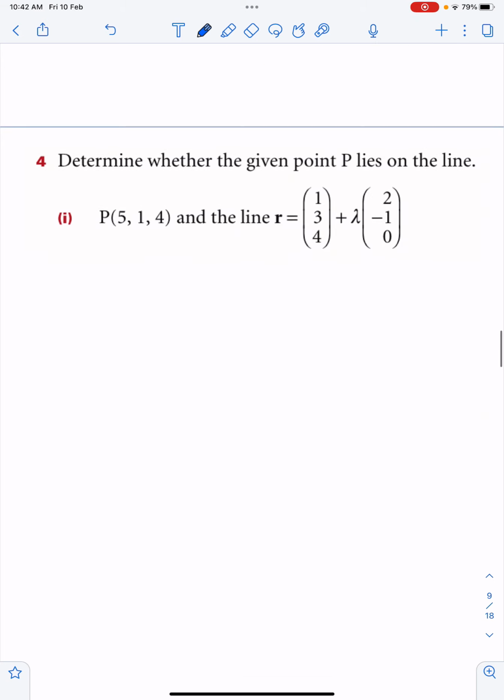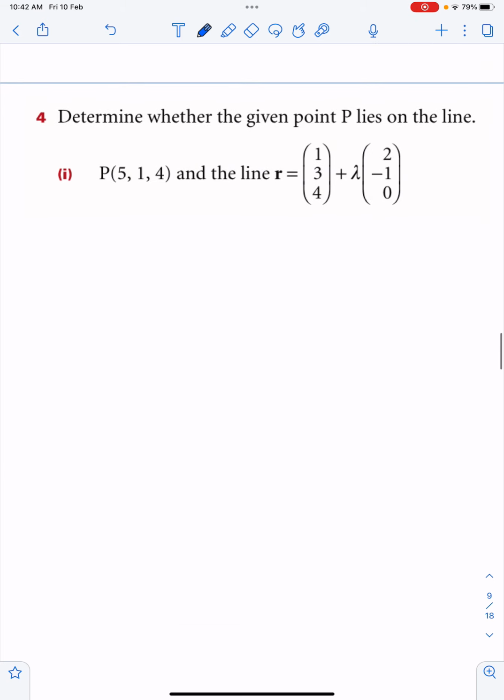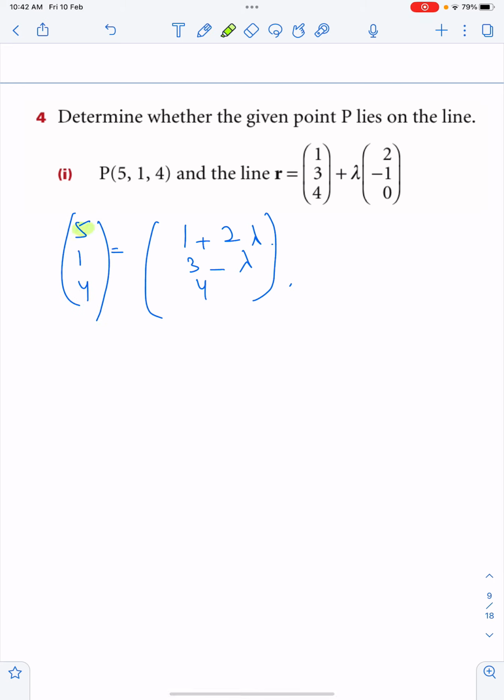Determine whether a given point lies on the line. To find out whether a given point lies on the line, take r equals 1 plus 2 lambda, 3 minus lambda, and 4 plus 0 lambda, which is 4 only. Write down the point which is given to you, which you want to check, and equate the x component with the x component. So 5 equals 1 plus 2 lambda, giving 2 lambda equals 4 and lambda equals 2.